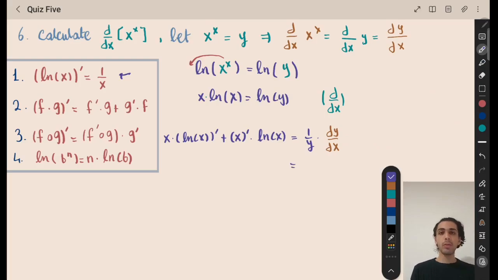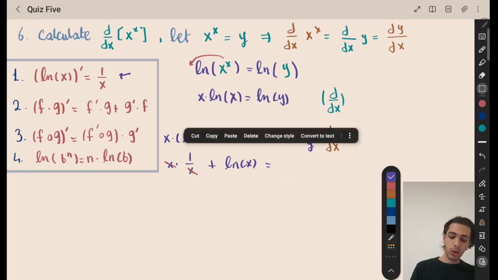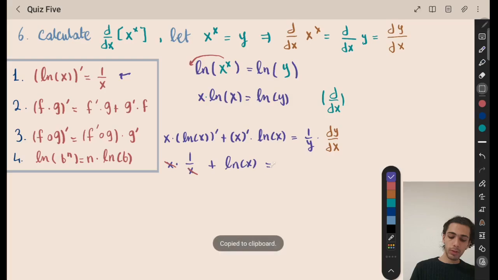First, let me take the derivative on the left-hand side. So you have x times the derivative of ln of x, which is 1 over x. So clearly they cancel out. And then we add the derivative of x, which is 1. If you have a line, the graph of the line y is equal to x has slope 1. Fundamentally, the derivative is also the slope on very small intervals. So this is 1, and you have ln of x. 1 times ln of x is fine. You can just write ln of x. Now this is equal to 1 over y times dy by dx.